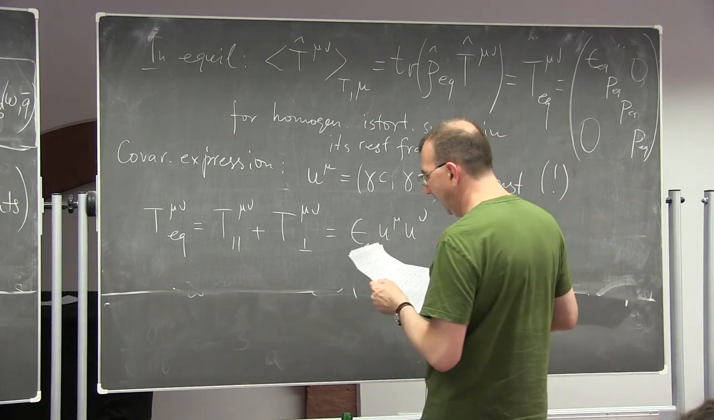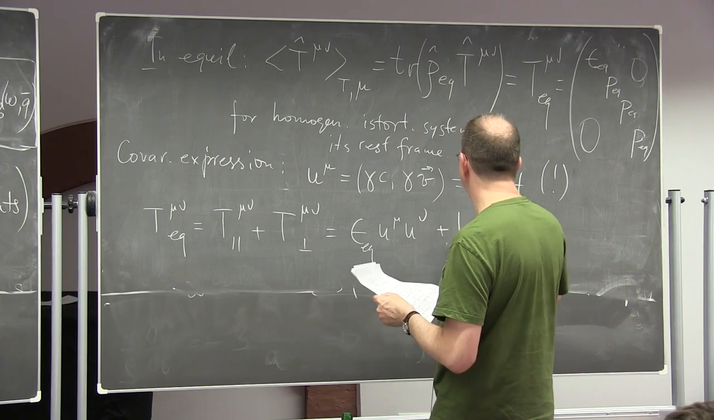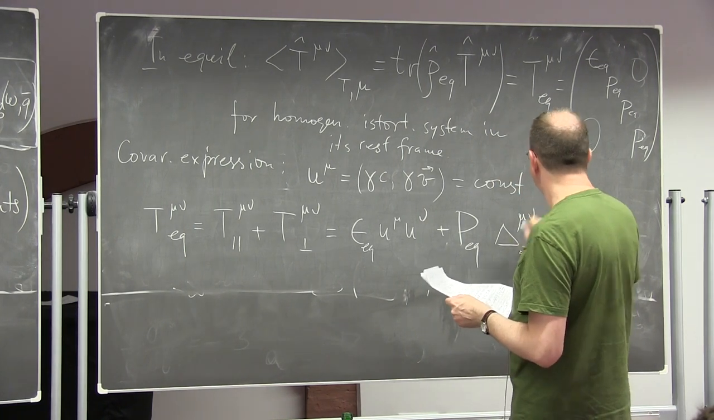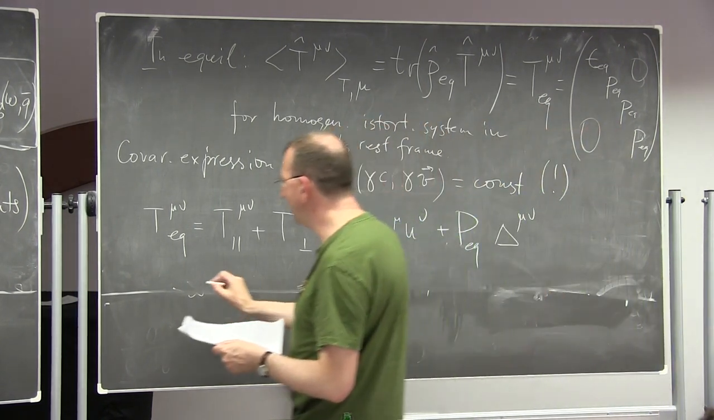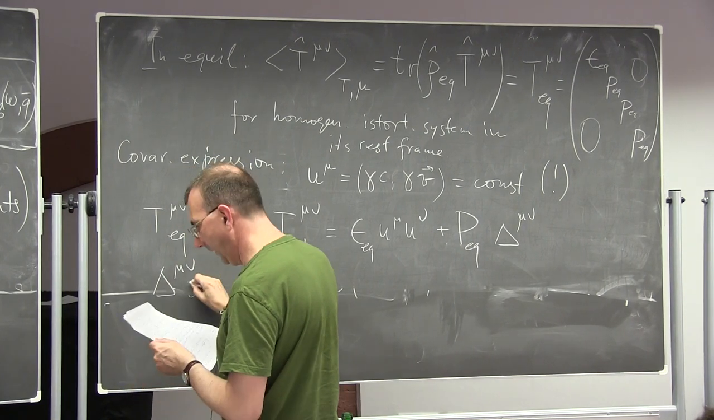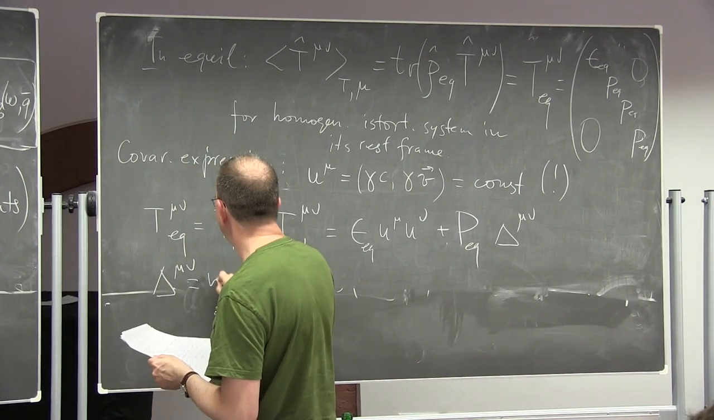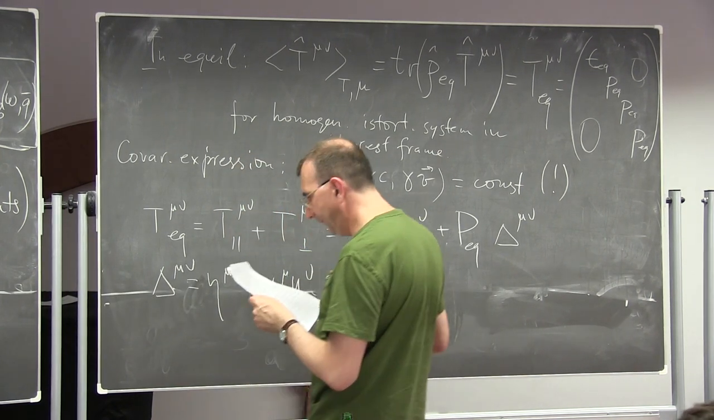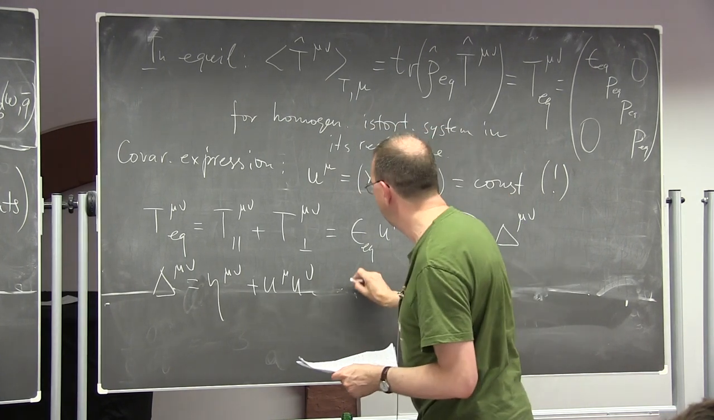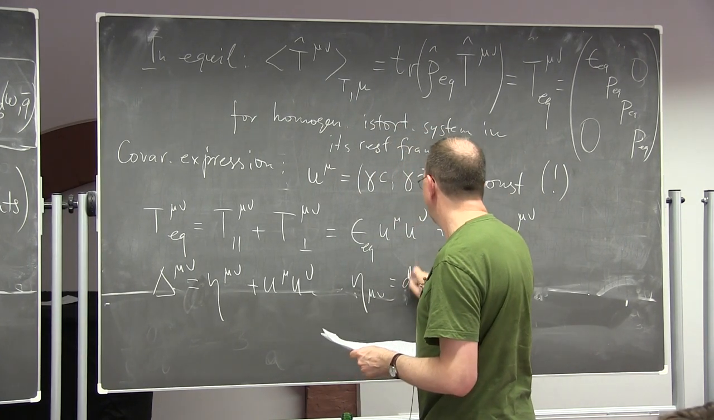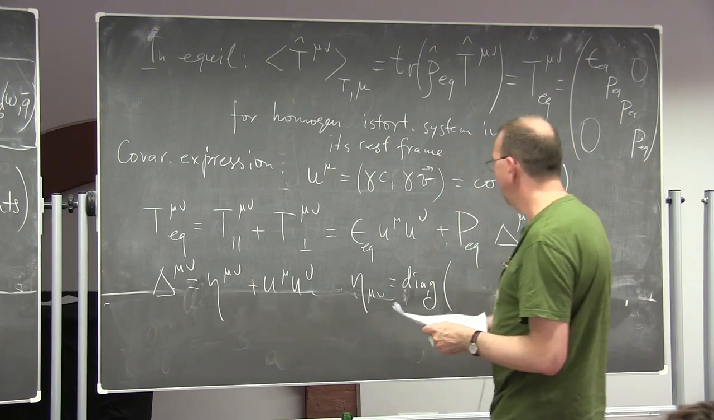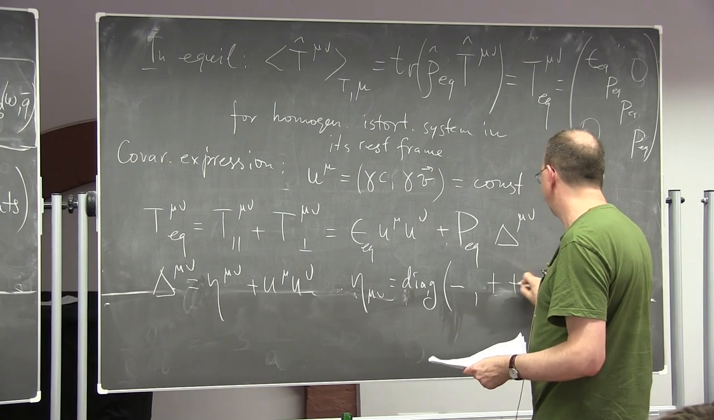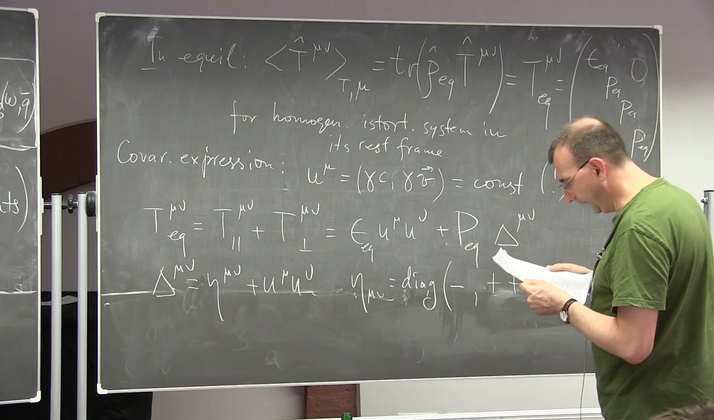This is important. Plus pressure, equilibrium pressure, times the following object, delta mu nu, where delta mu nu by construction is the Minkowski tensor eta mu nu plus u mu u nu. So I will be using the conventions for metric. The Minkowski tensor will be diagonal minus plus plus plus. All right, so we have this.